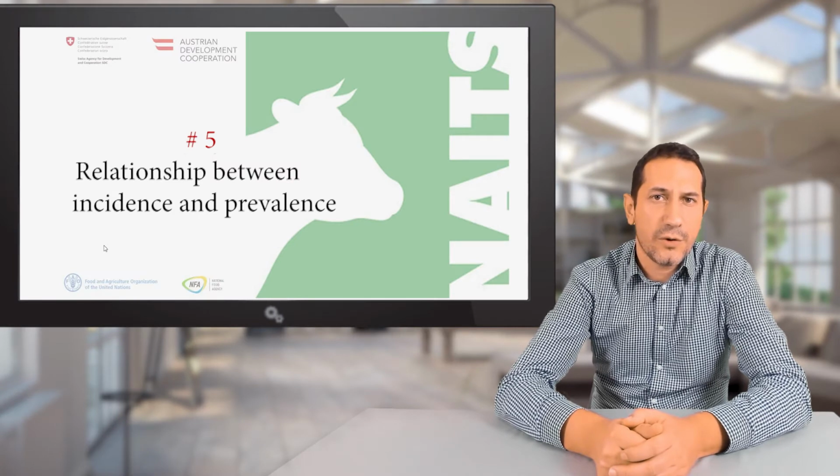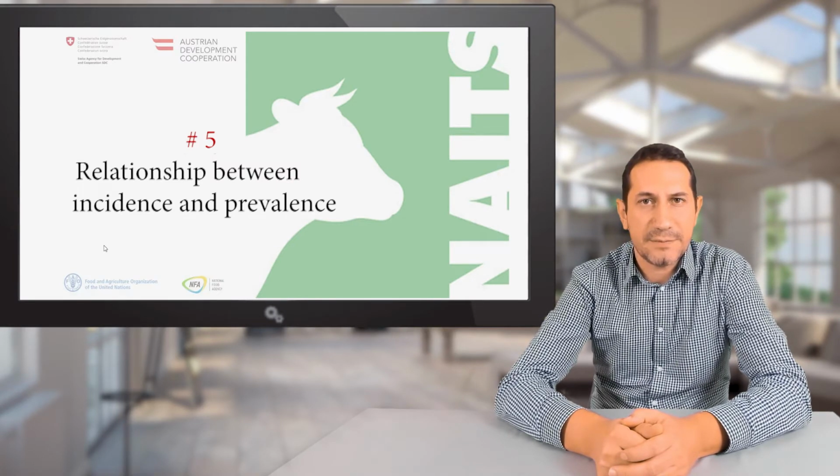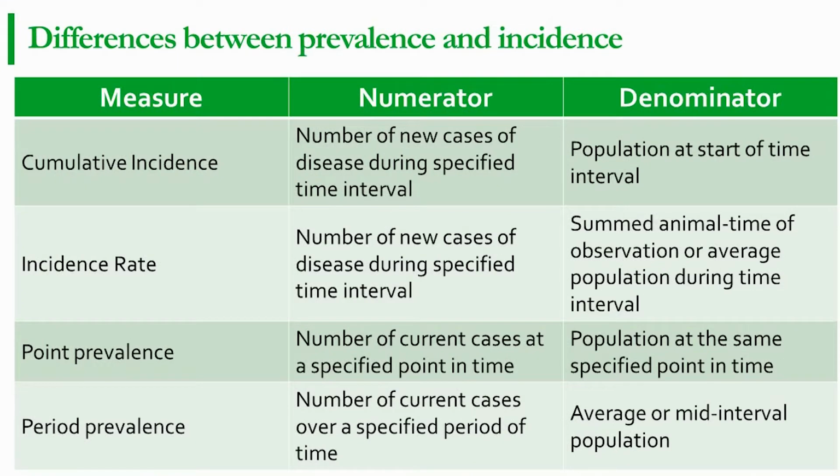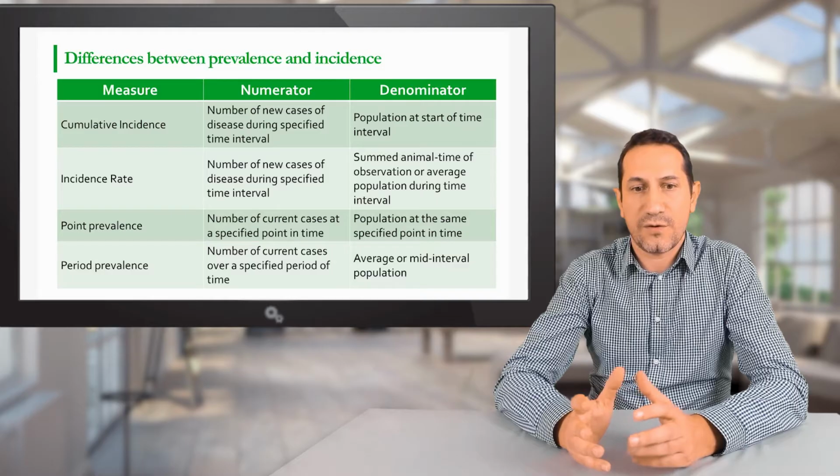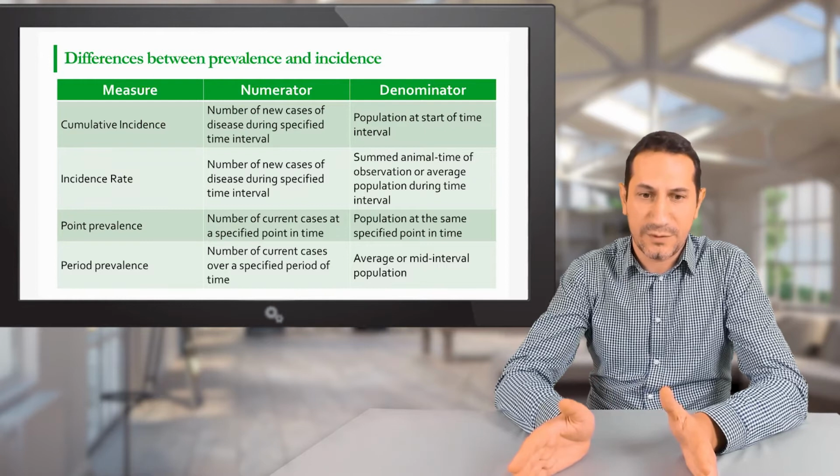Hello. Today we are going to talk about the relationship between incidence and prevalence. We might recall from the last time that there are some differences in calculation between incidence and prevalence. In terms of the numerator, the main difference is that the prevalence accounts for all cases, old and new, while the incidence accounts only for new cases. Meanwhile, in the denominator, the difference basically lies in that the incidence rate includes the time component, and therefore it's the sum of all animal time of the observation period during the study we followed up.